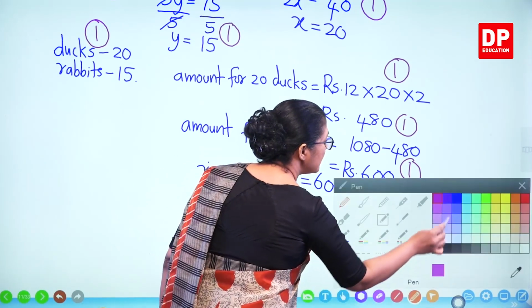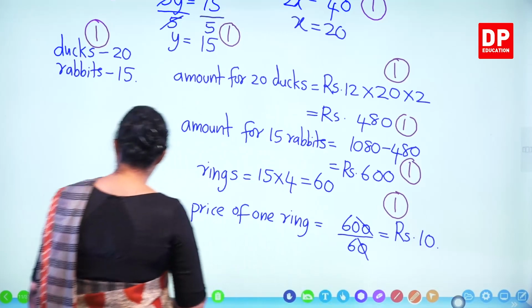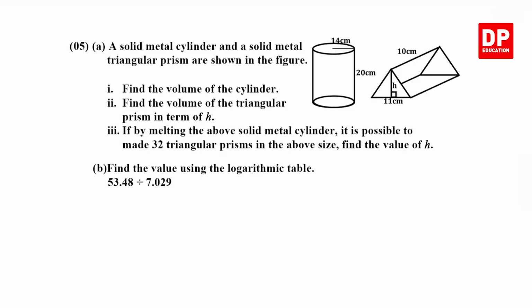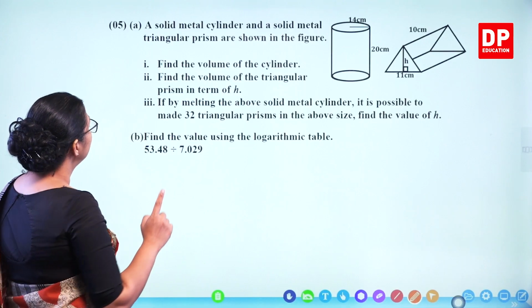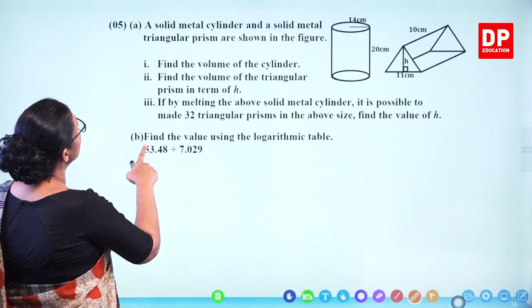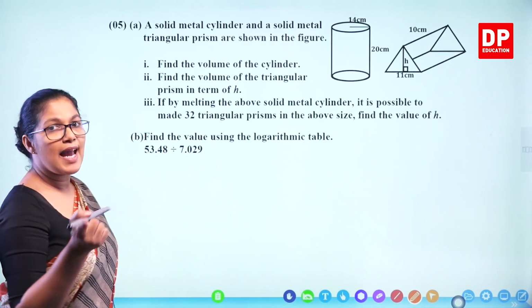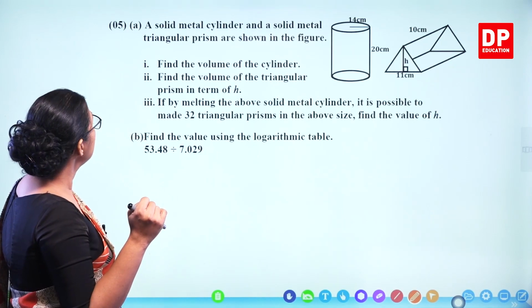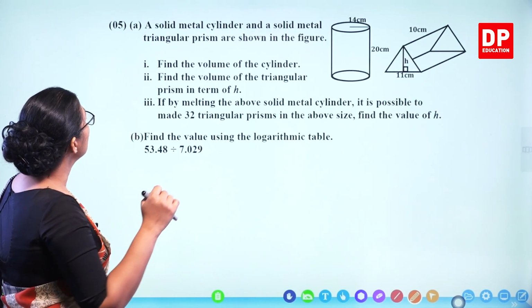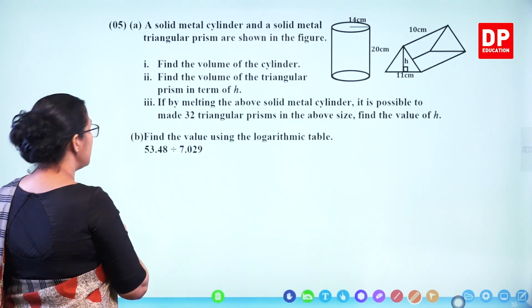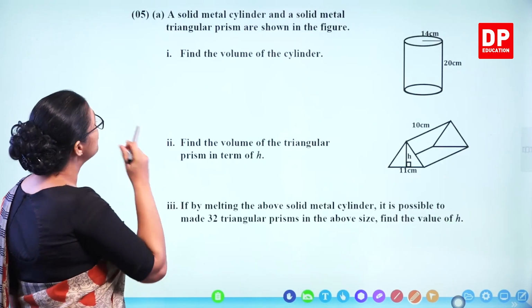Now we'll take the next question. Question number 5. A solid metal cylinder and solid metal triangular prism are shown in the figure. Find the volume of the cylinder. So here you get 2 parts, A and B. So we'll do it separately. 3 parts from this question and another part. So we'll do it here.